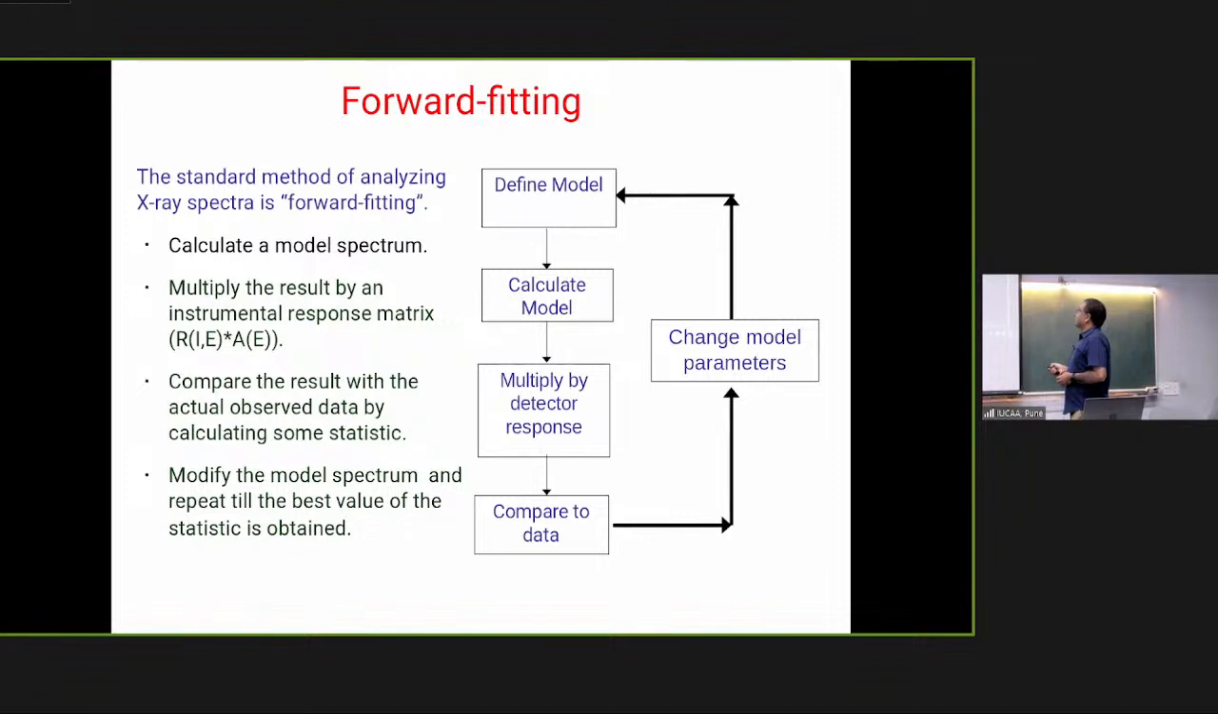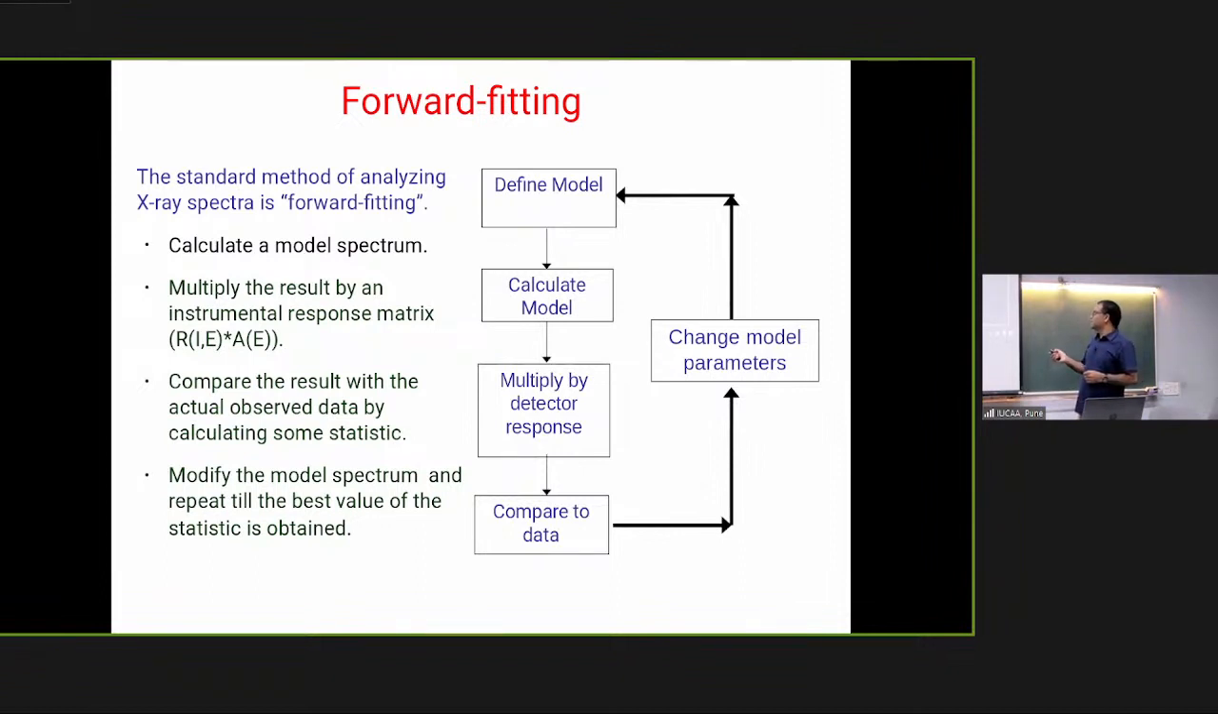And then whatever model counts you have, you compare with the data using some statistic. If the comparison is not good, if the model counts do not match the observed counts, you change the model parameters or change the model, and do this until your model describes the data satisfactorily. That of course uses statistics, which we are not going into in detail. But that is how this process works.